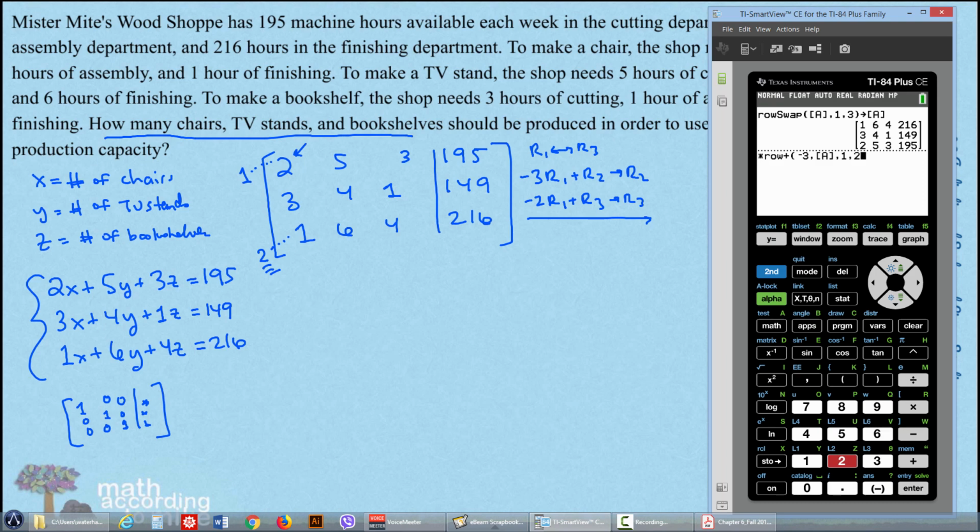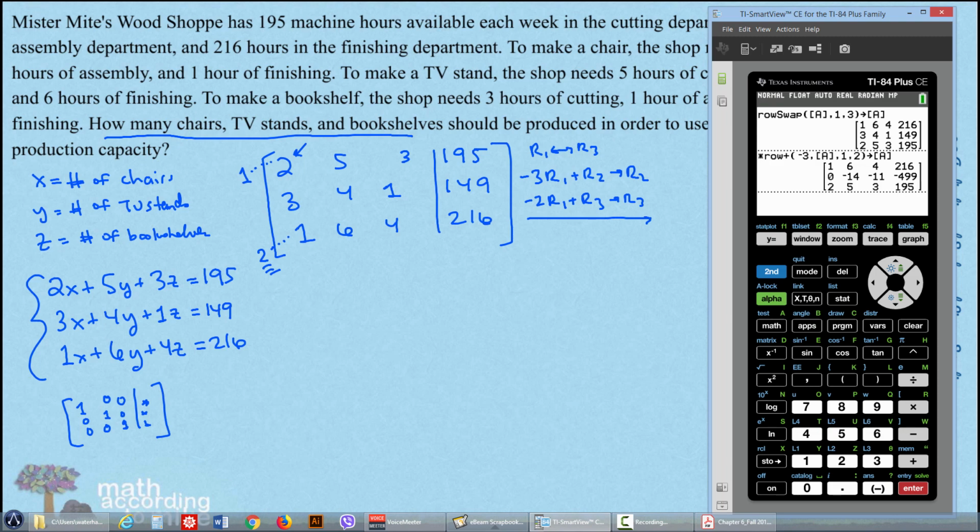So again, the inputs are the number you are multiplying by, the matrix involved, the row you are multiplying, and then the row you are adding to. Close the parenthesis, store it, matrix, in my case, A. Hit enter.